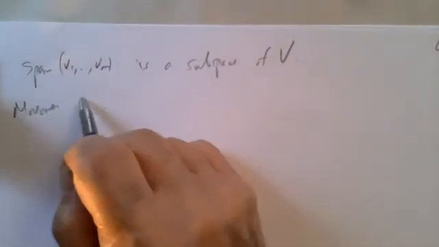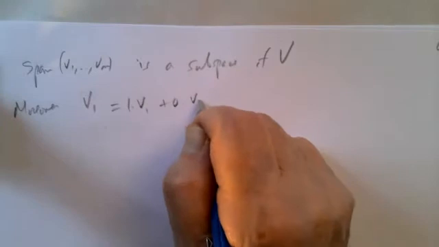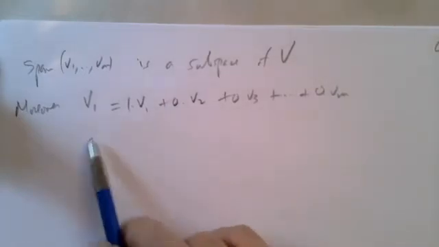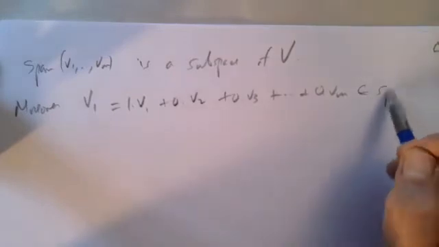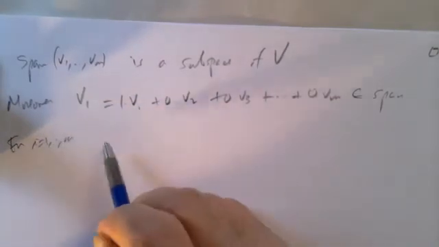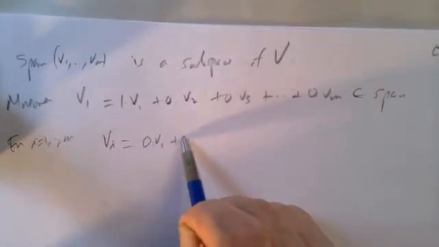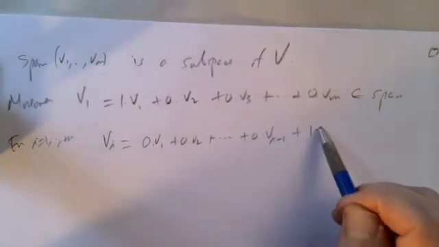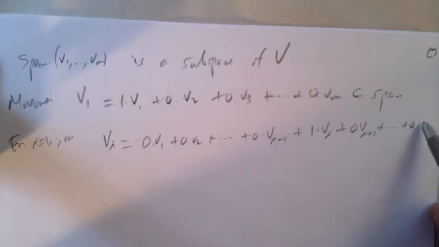Moreover, if I take the vector V1, I can write that as 1 times V1 plus 0 times V2 plus 0 times V3 and so forth, up to 0 times Vm. So the vector V1 is a linear combination of V1 up to Vm. So this is in the span. And in fact, for all i from 1 up to m, the vector V sub i you can write as 0 times V1, 0 times V2, up to 0 times V sub i minus 1, 1 times V sub i, 0 times V sub i plus 1, up to 0 times Vm.